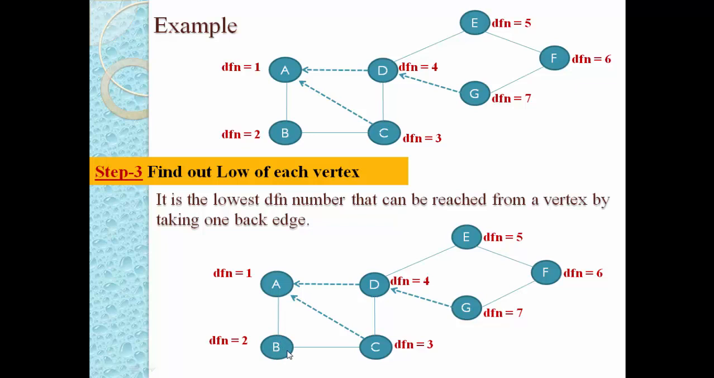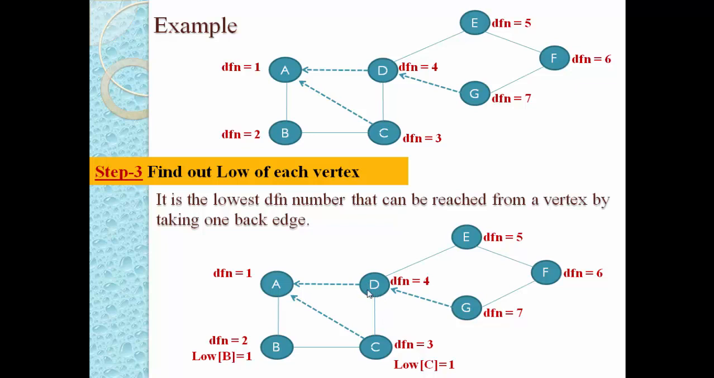Find out the low of node B. As per the definition, we can use any back edge. For example, if we move from B to C and C to A, A has a DFN number equal to 1. So the low of B is equal to 1. Same way, find out the low of C. We have two paths. One is C to A, in which we use one back edge, or we can use another path, C to D and D to A. Again we use one back edge, and we reach node A, whose DFN number is 1, so the low of C is equal to 1.